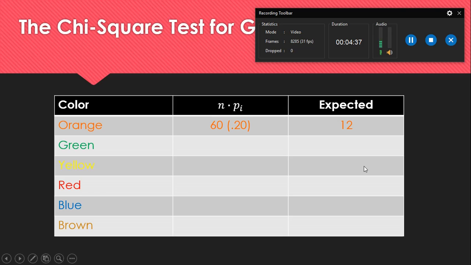We're going to move on to green. There were 60 M&Ms in the bag. They said 16%. We expect to see 9.6. Now remember, this is a calculated value. We know we're not going to see a half of a green M&M.